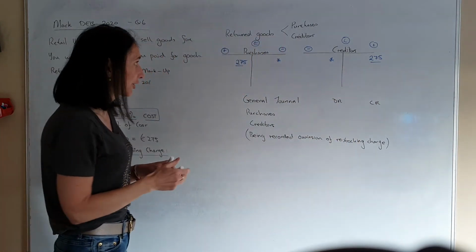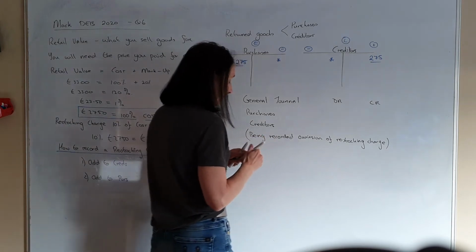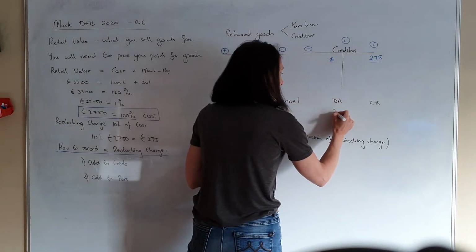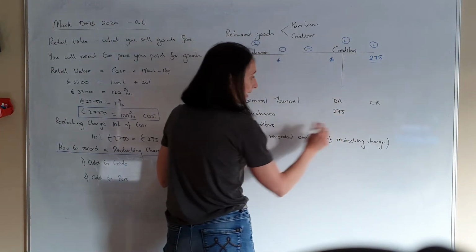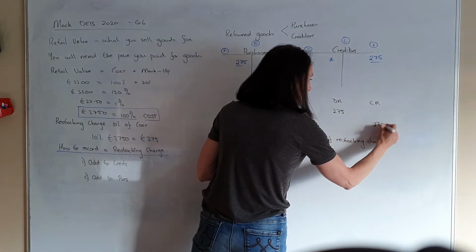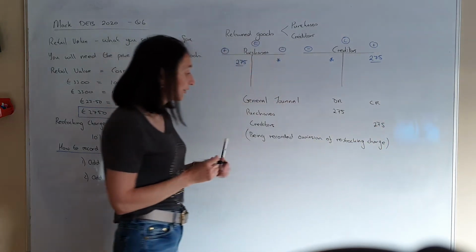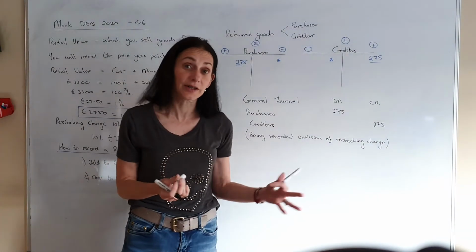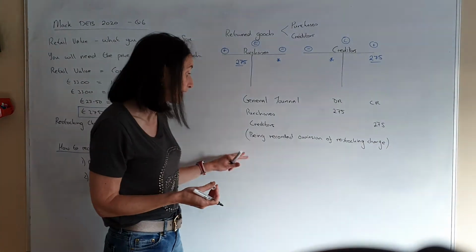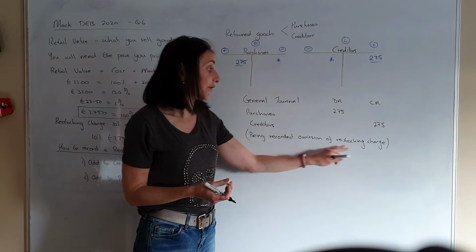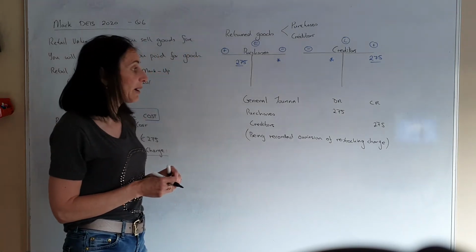So in your general journal, you will say purchases of 275 need to be added on to purchases, and creditors need 275 added on. And your note is it's an error of omission because you forgot something. So being recorded, omission of restocking charge. Now that would be part A.